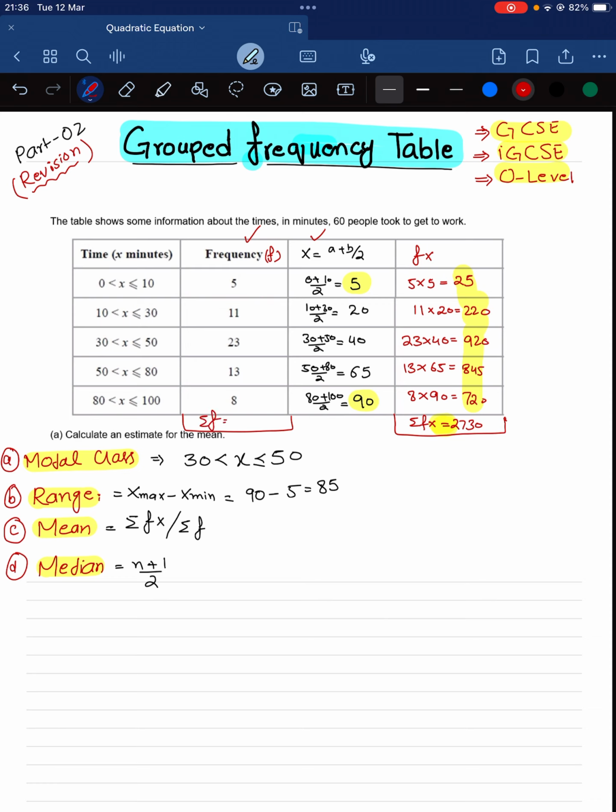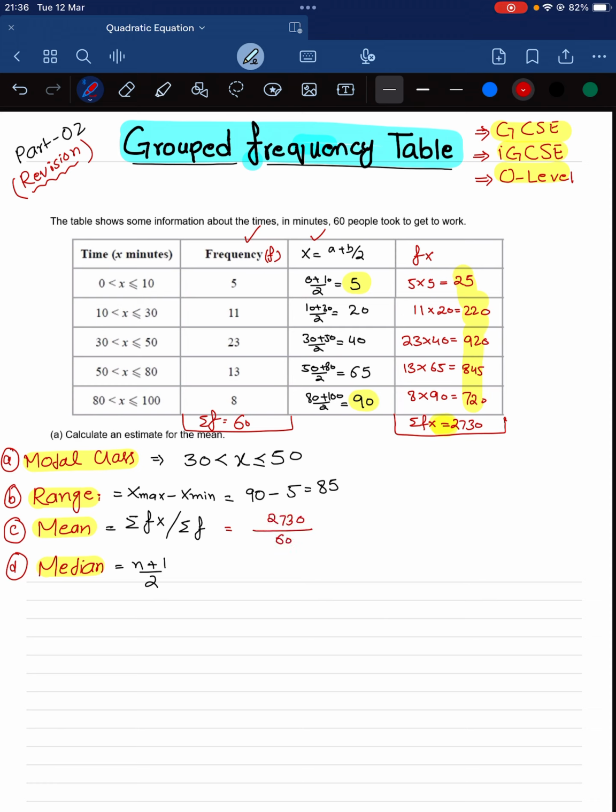This will be 60, as they said that we have 60 people. So it's 5 plus 11 plus 23 plus 13 plus 8, so we have 60. So now we have both values, sigma f of x and sigma f. Now just replace them in the formula.